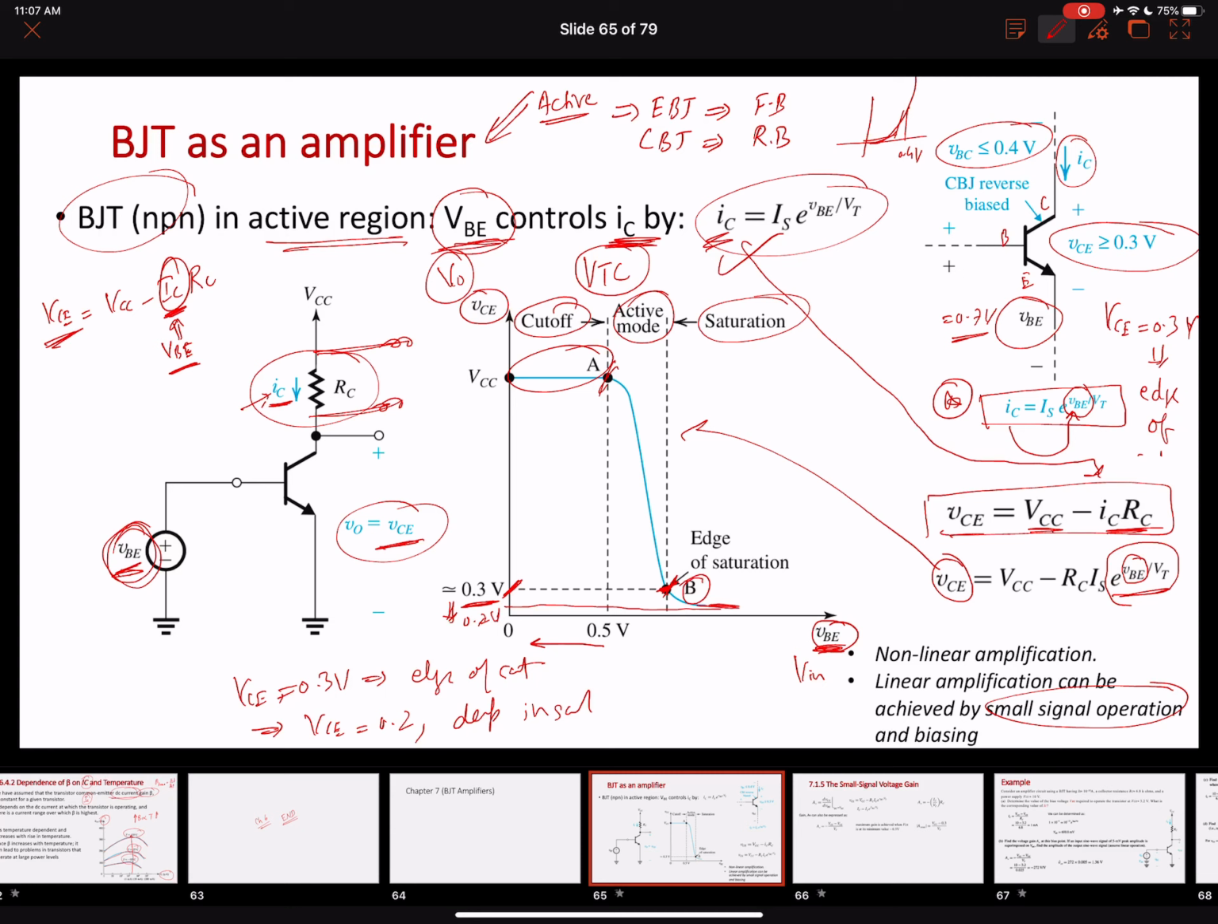All right, so the take-home message is that you connect a resistor here, RC, to convert our voltage controlled current amplifier to a voltage controlled voltage amplifier. Here is your voltage transfer characteristics. You want to make sure that we operate the transistor in the active mode in the segment A and B to operate it as an amplifier. This is a nonlinear amplification. In order to obtain linear amplification, we should operate in small signal operation. And we will find the small signal operation condition shortly.